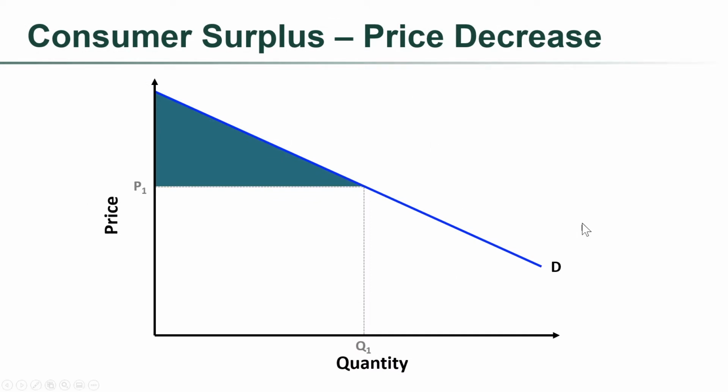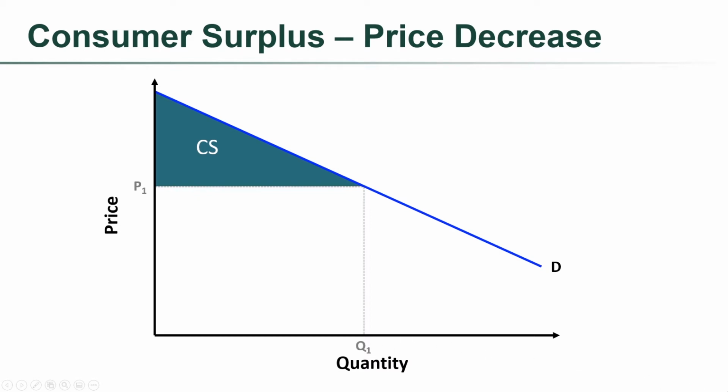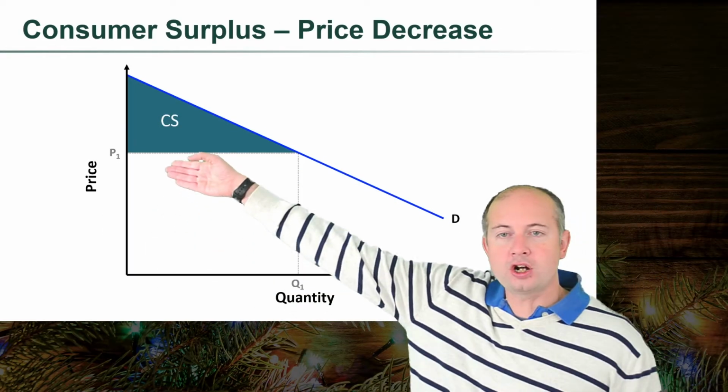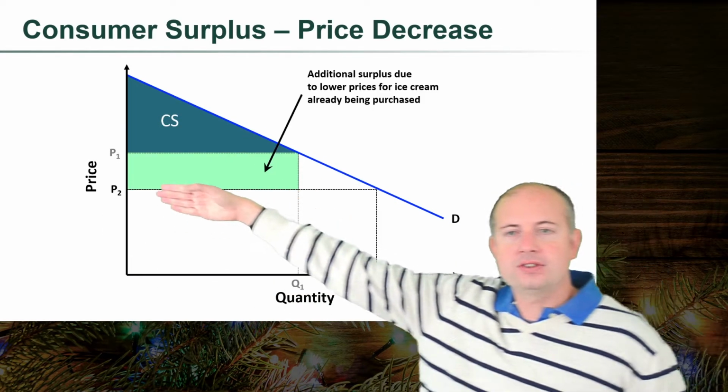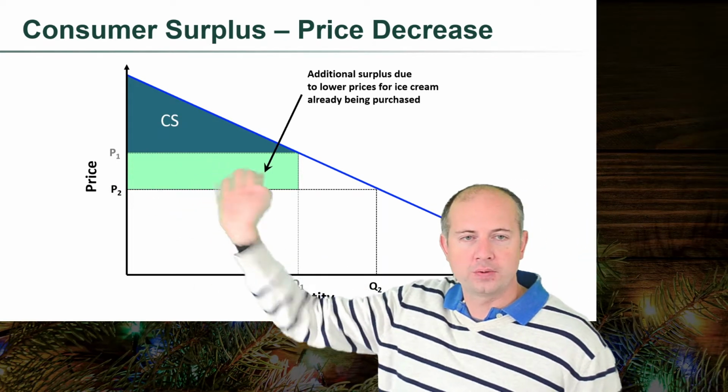Another kind of neat thing that we can do is we can use the idea of a consumer surplus to think about what is happening when we have a price decrease. So let me show you what I mean. Let's think about what happens when the price of something goes down. So we'll think about the price of ice cream goes down. Well, we're going to say we start off at P1 and the price goes down to P2. The first thing that happens is we get this extra surplus in the form of the green rectangle.